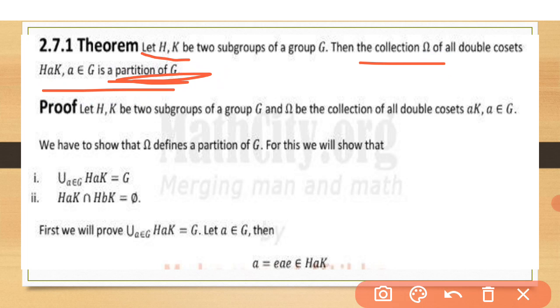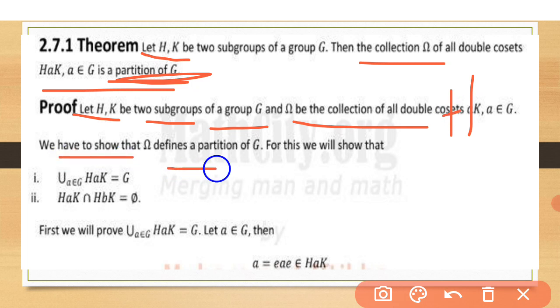So let H and K be two subgroups of a group G, and sigma be the collection of all double cosets HaK, where a belongs to G. We have to show that sigma is a partition of G.